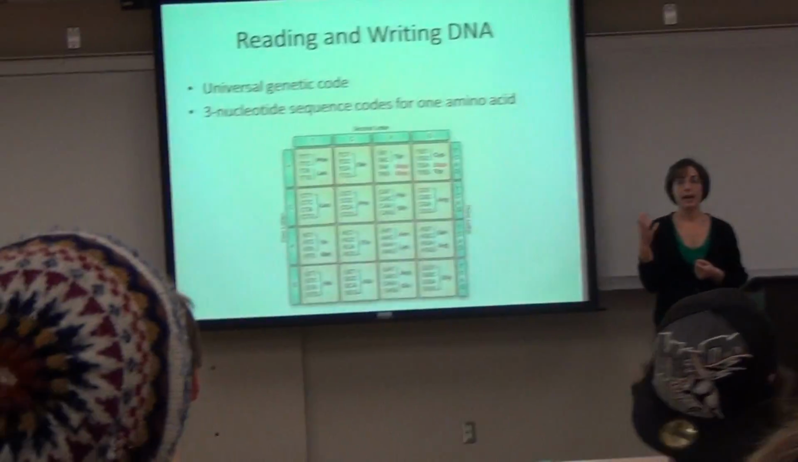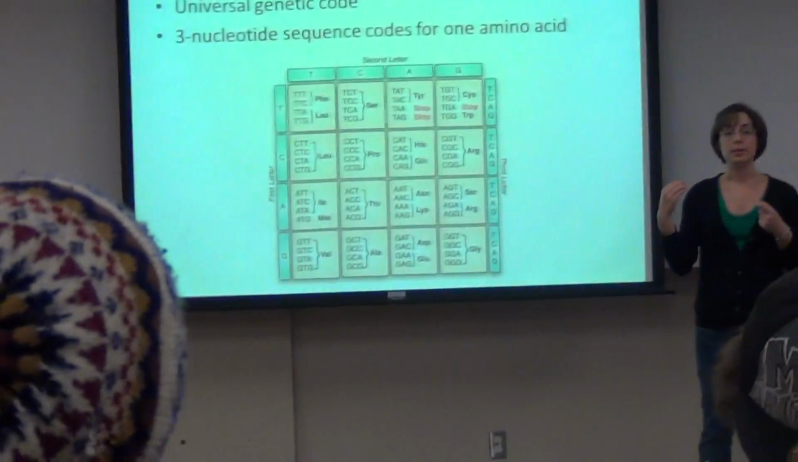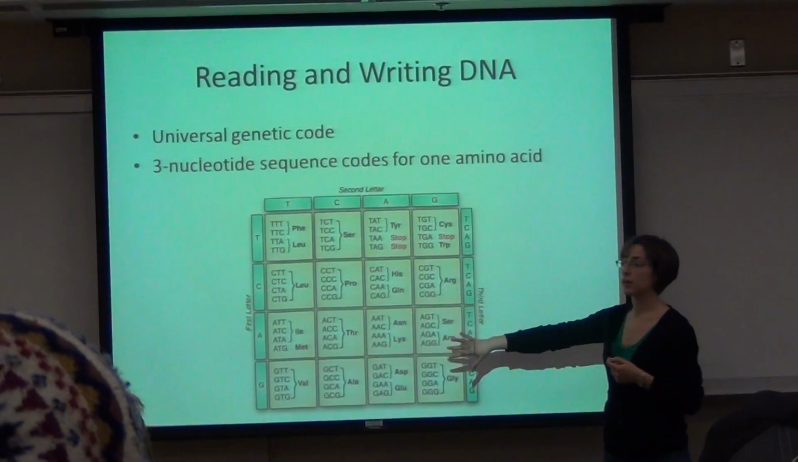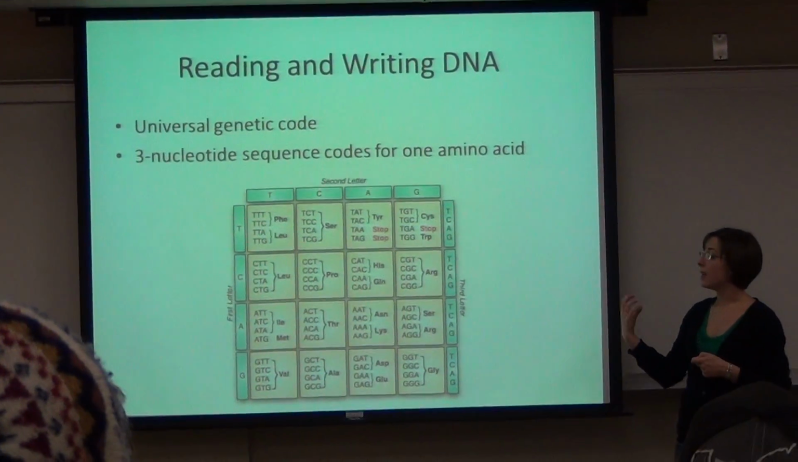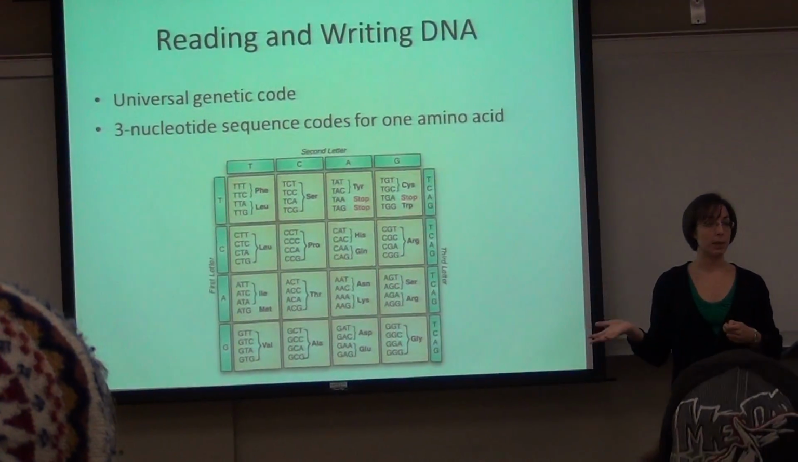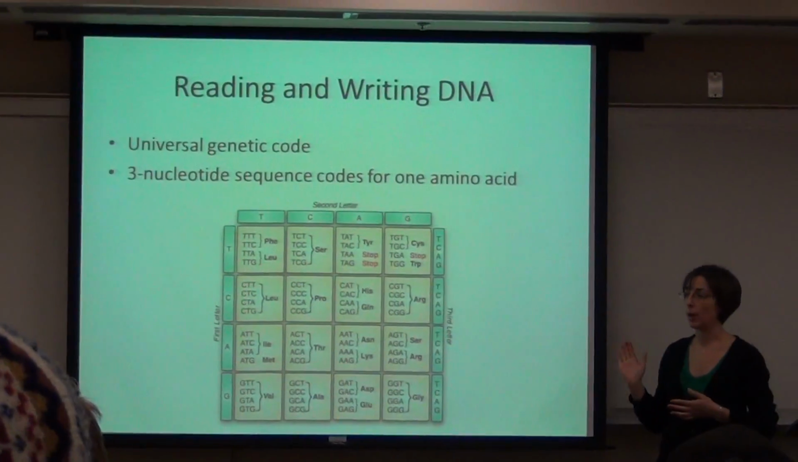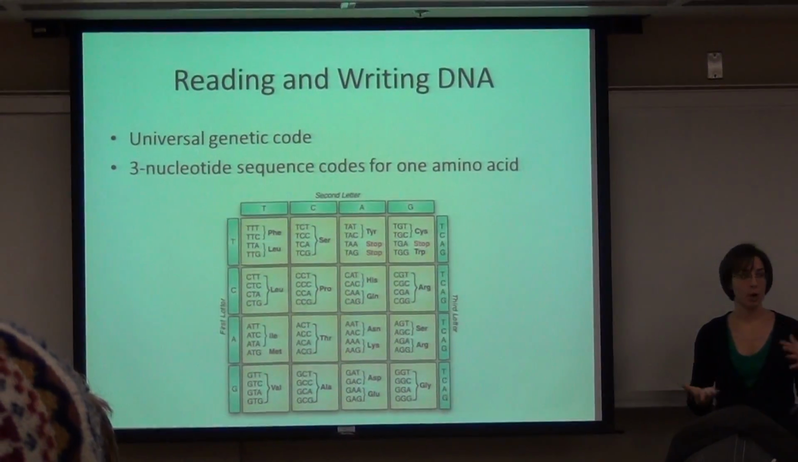Each three-letter sequence has a deeper meaning on the protein level. So when DNA gets transcribed into RNA, it'll keep these three-letter codes, and then the cell will use that code to make the protein and string a whole bunch of amino acids together, and that'll give us our protein at the end.